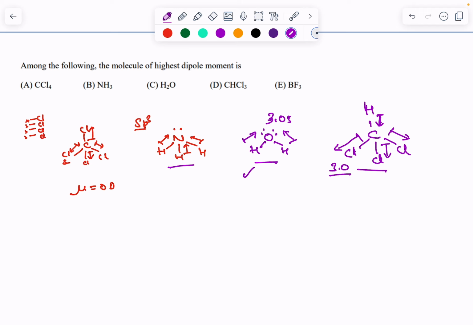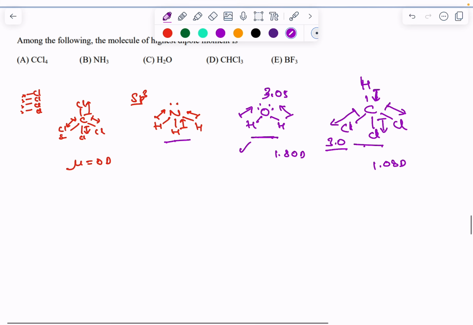Even water has a higher dipole moment than ammonia. If you take water, the dipole moment is around 1.8 D. If you take chloroform, the dipole moment is 1.08, or 1 D. And the next one is BF3.